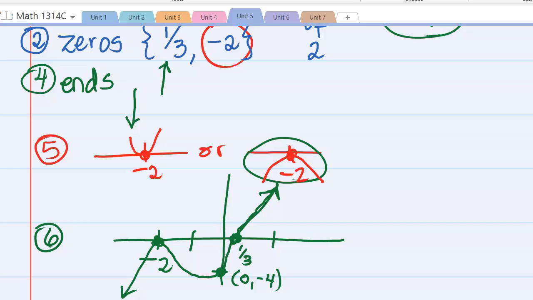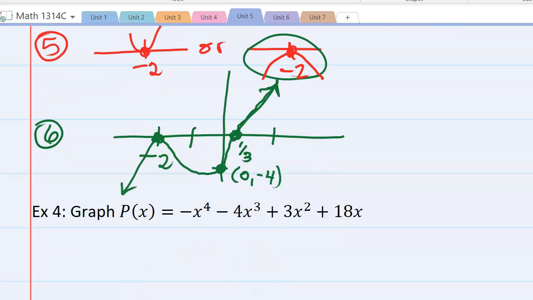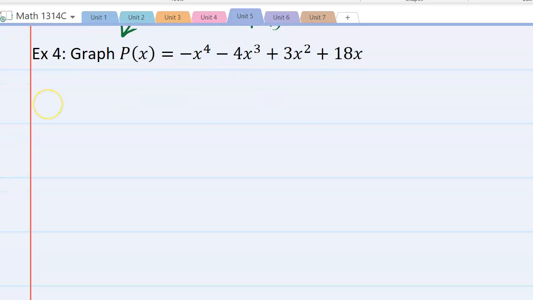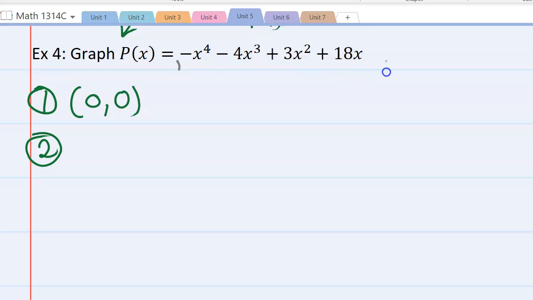Finally, let's do example number 4. We are asked to graph p of x that is not in factored form. Step 1 is to find the y-intercept. Step 2 is to find zeros. First, we need to factor p of x completely in order to find the zeros. We will factor out the greatest common factor of negative x.